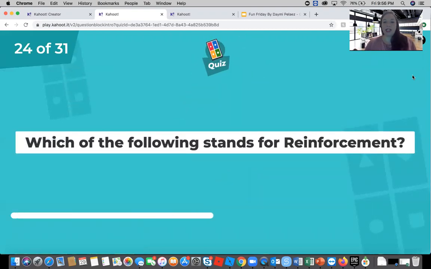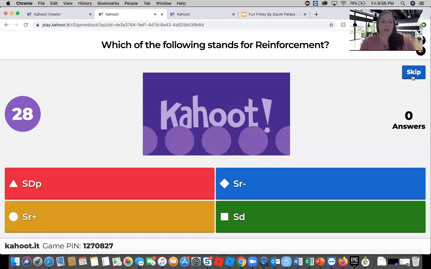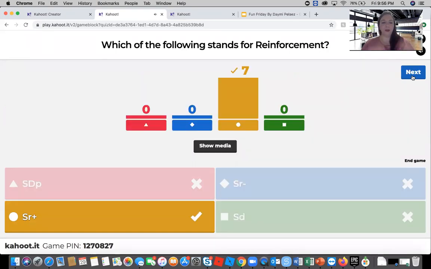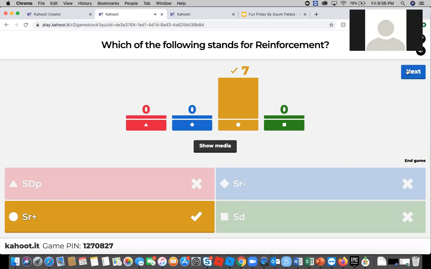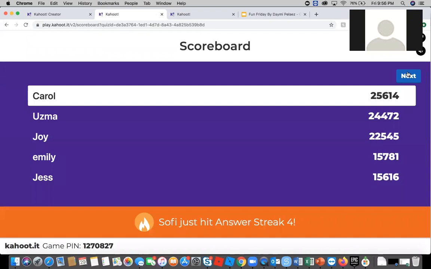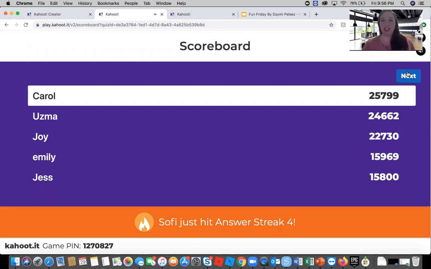Which of the following stands for reinforcement? Which one? Woo! 100%. You guys know these. SR plus. Yep. Carol, you're still in the lead, girl.